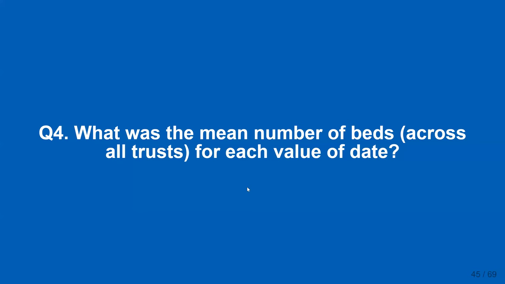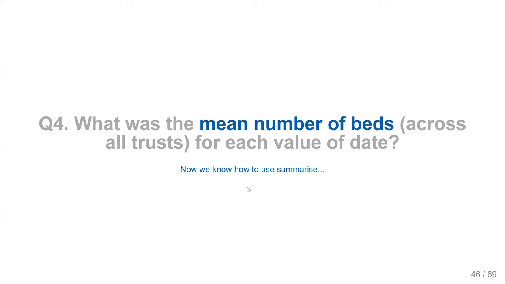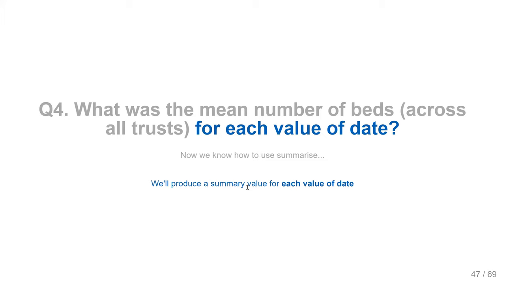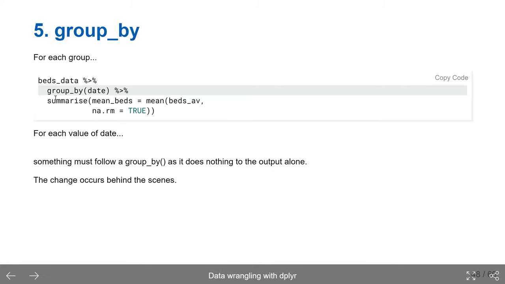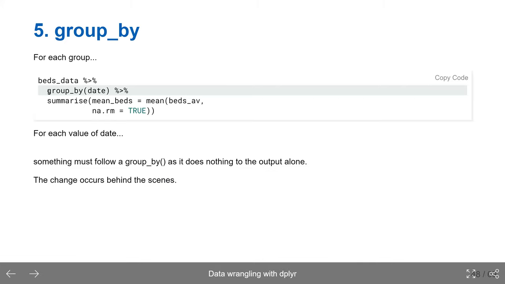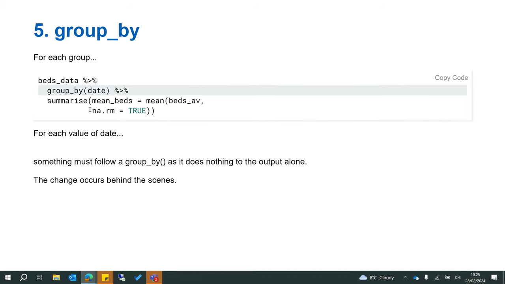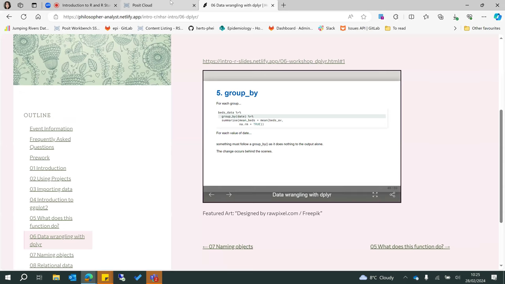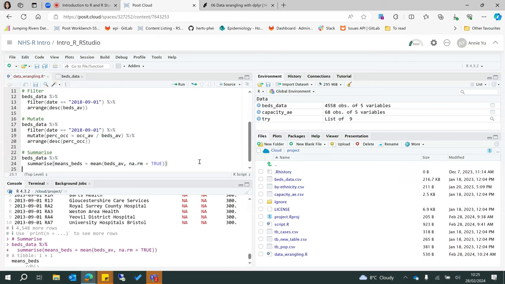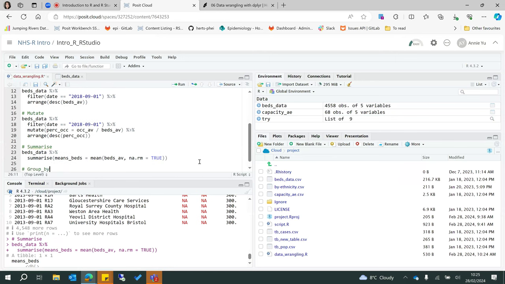So this is still question 4, because we haven't really answered the question. Now we know how to use summarize, but we have to produce a summary value for each value of date. So we're going to group by each date, as I suspected. You'll be using the group by verb, grouping by the date, and then doing the summary. Group by is an amazing function and so, so useful, so I will take some time to explain it in a little more detail.